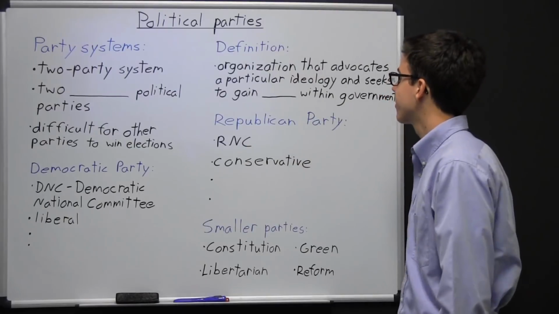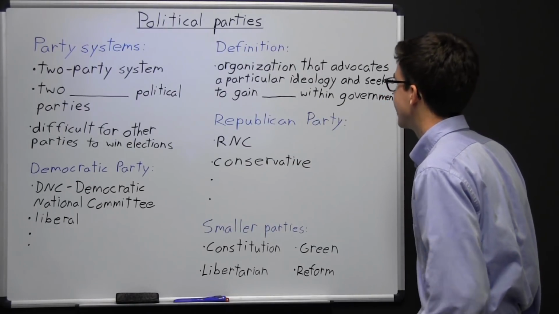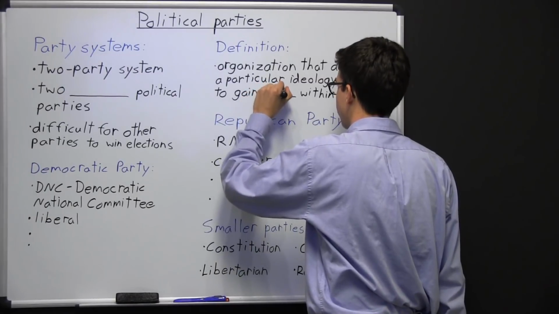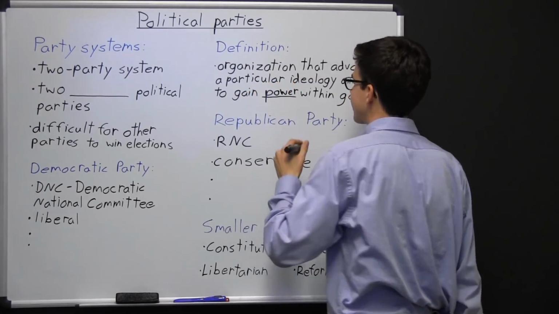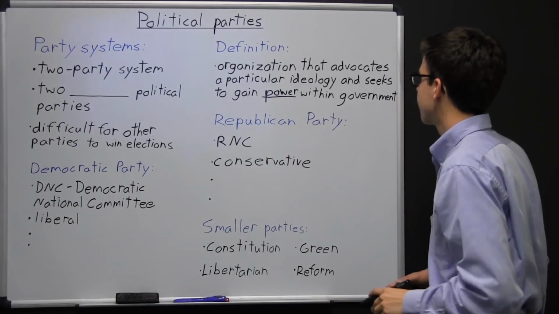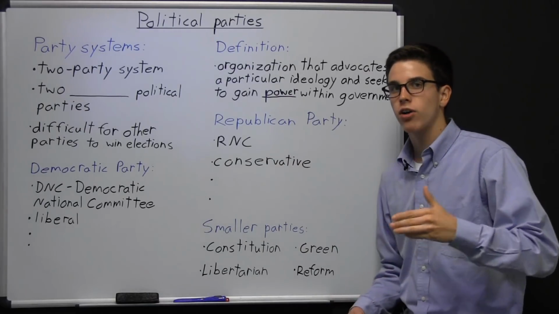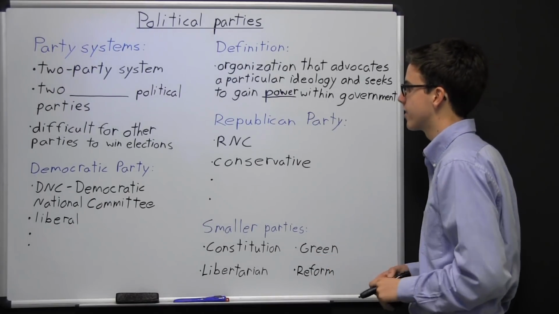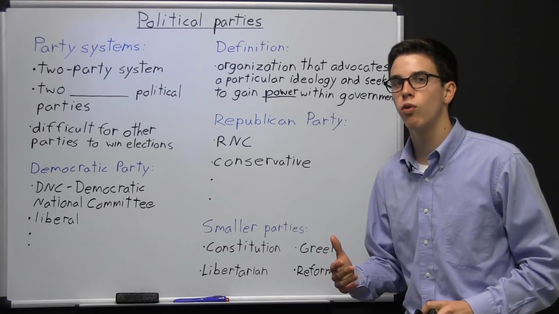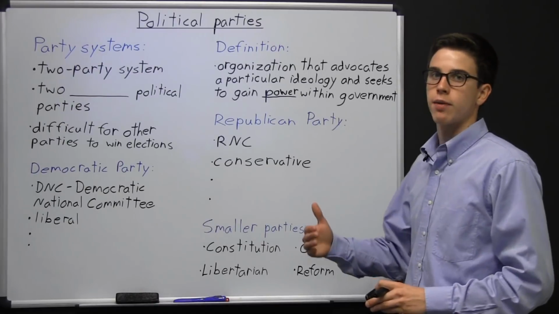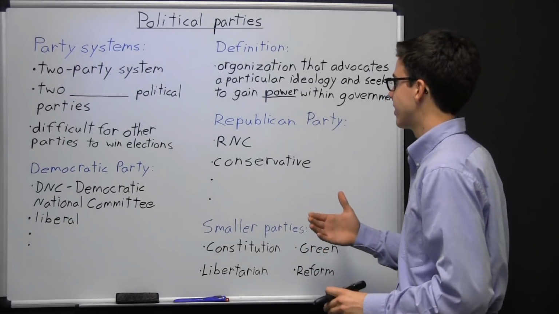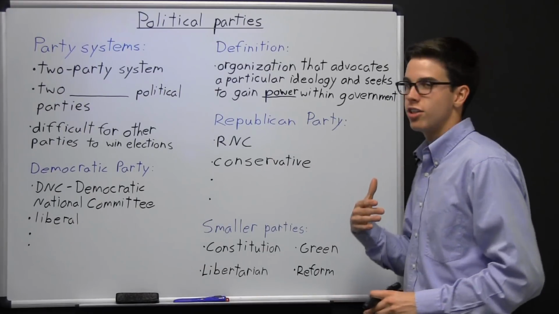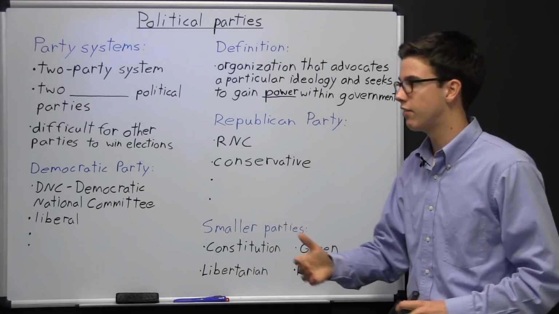A political party is an organization that advocates a particular ideology and seeks to gain power within government. So basically, a political party has certain ideas about how government should run and certain policies it would like to enact. So it advocates for those policies, and people will run for elected office as part of that political party. And if they get elected, then they have succeeded in gaining power within government, and they can then try to enact those policies that they believe in.